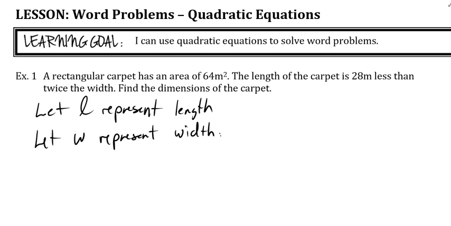So put your pencil down. I don't want you to write anything. Actually, no, pick your pencil back up. I do want you to try something. Try to write this sentence. The length of the carpet is 28 meters less than twice the width. I want you to try to write that on your own. So do that right now. Take a minute.